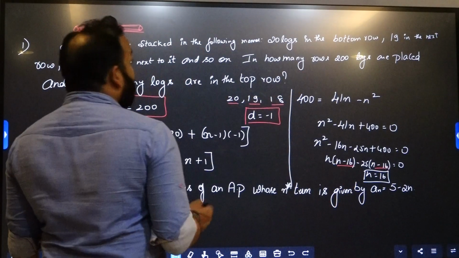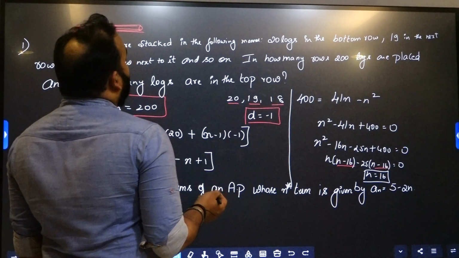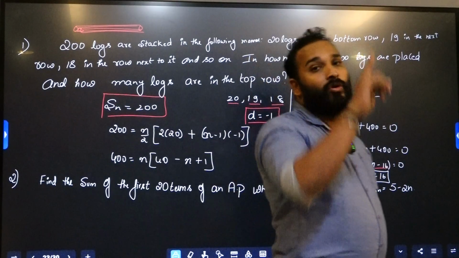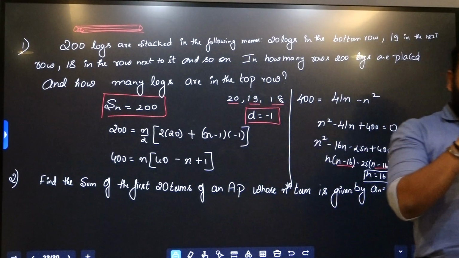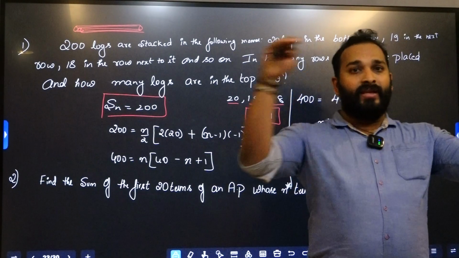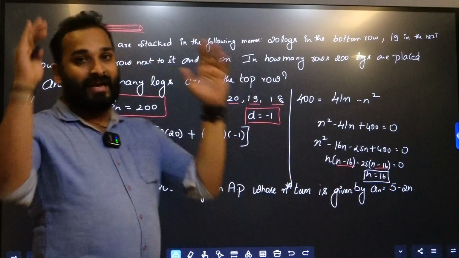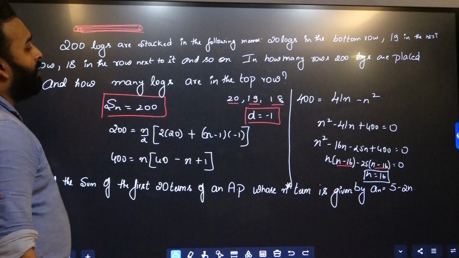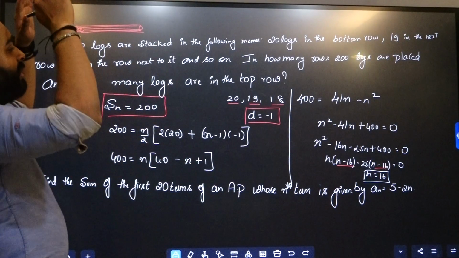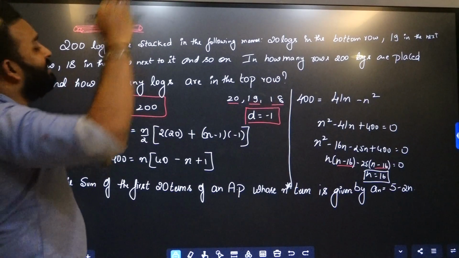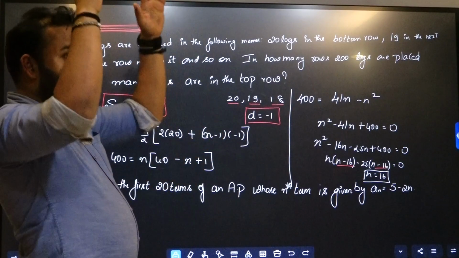So we can write, how many logs are in the top row? There are 16 logs in the top row. So it's basically 20, 19, 18, 17, 16. That's how they are stacked. So it continues till the 16th row. It's stacked till the 16th row.